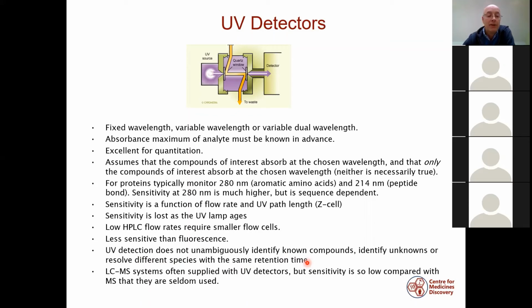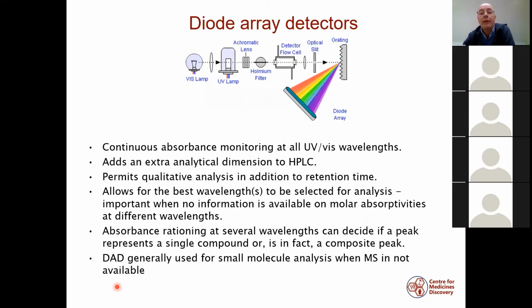HPLC systems often come with UV detectors, but because the sensitivity of UV is much lower, very often they're not used. You can have a diode array detector. With the diode array detector, you are measuring absorbance at all wavelengths all through your analysis. So this gives you an extra analytical dimension to your HPLC. It permits qualitative analysis in addition to retention time. You can select the optimum wavelength for your analysis because you're measuring at all wavelengths.